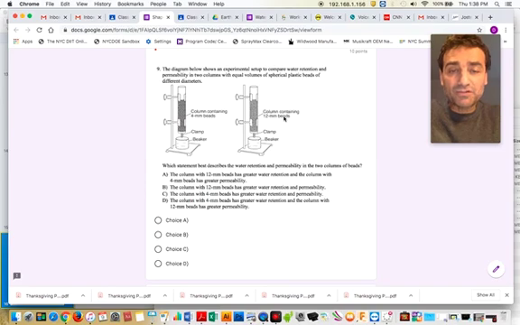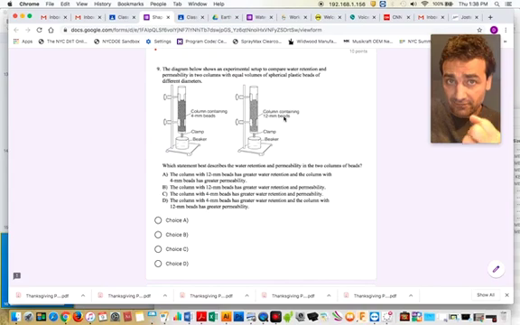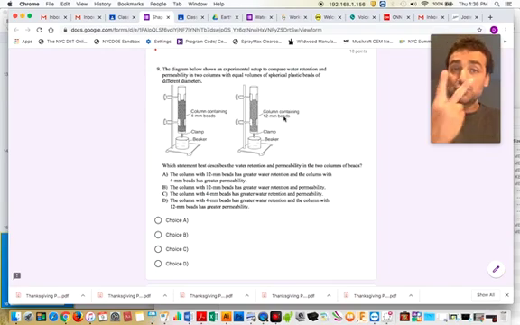Which statement best describes the water retention, hold on to water? Capillarity holds on to water. Retention holds on to water. Describes the water retention and permeability in the 2 columns of beads. So they're asking 2 things, permeability and capillarity, water retention. The answer would have to be that column A has good capillarity but bad permeability, and the column on the right would have good permeability but bad capillarity or water retention.